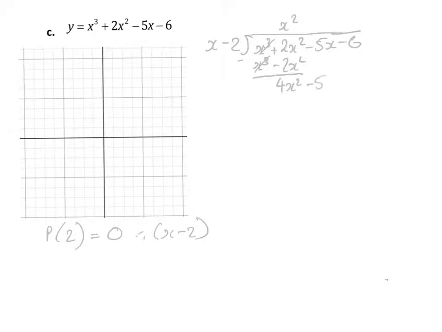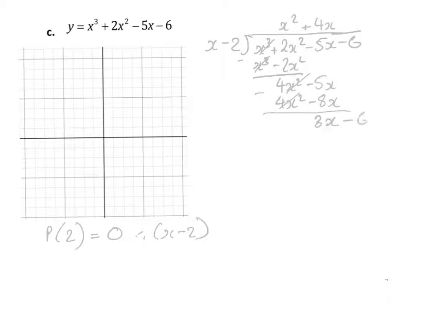Bring down the 5, so minus 5x. Ask yourself, how many times does x go into 4x squared? And the answer is 4x, so plus 4x. So 4x squared. And 4x times 2 is minus 8x. And of course subtract, and that cancels. Minus 5 plus 8 is 3.